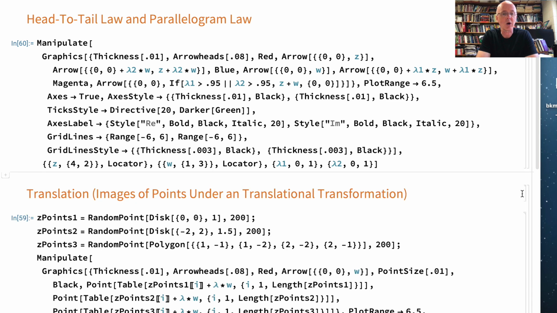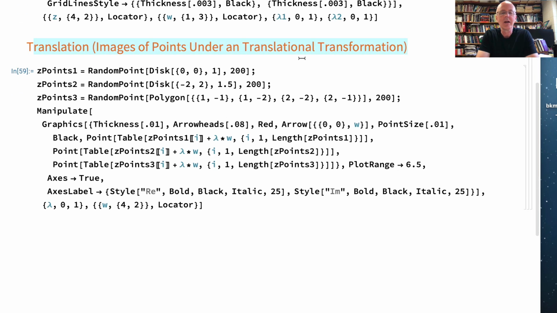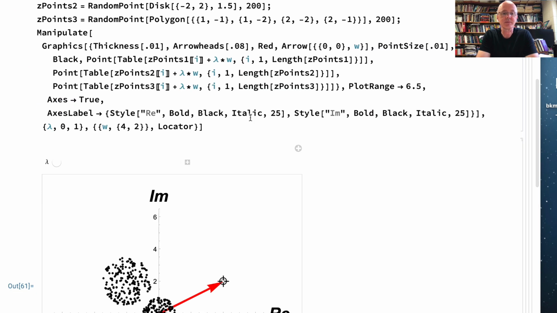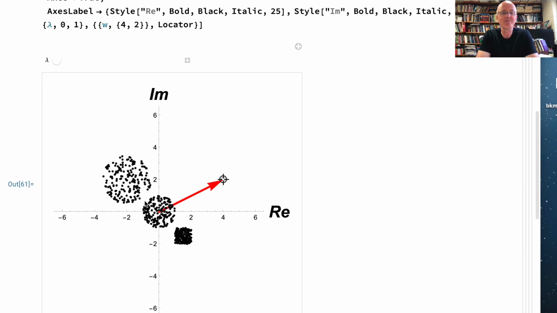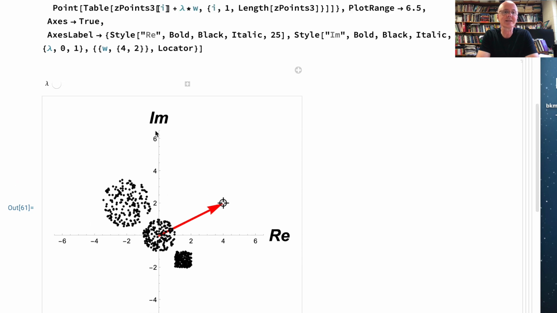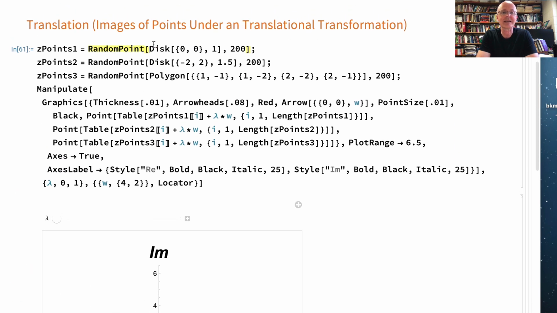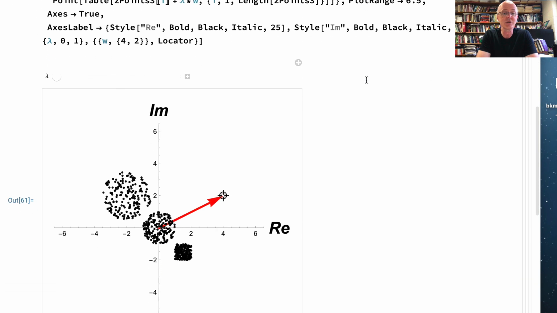A second bit of code that you see right here helps us think about adding complex numbers as generating translations of a plane, translational transformations, and the code generates three different groups of starting points. The first set of points is in a disk of radius 1 centered at the origin. The second set of starting points is in a disk of radius 1.5 centered at the point -2, 2. And the third set of starting points is in really a square, and that's what you see here.